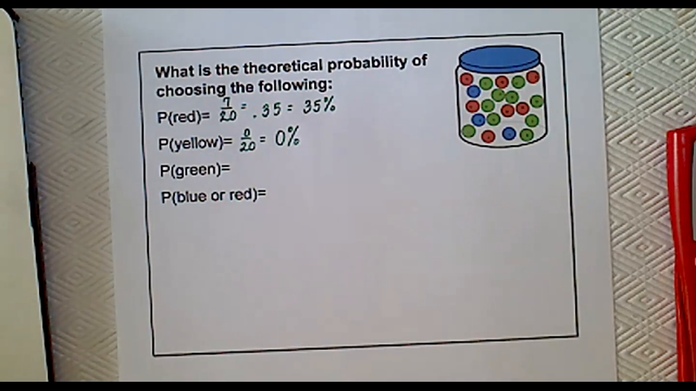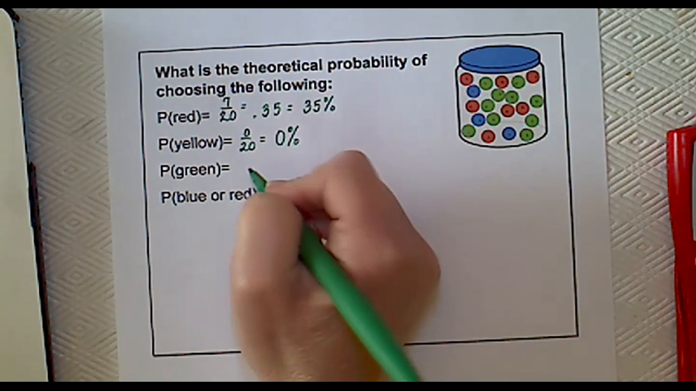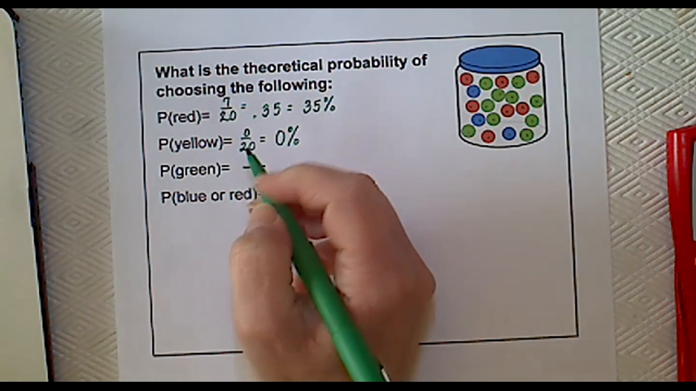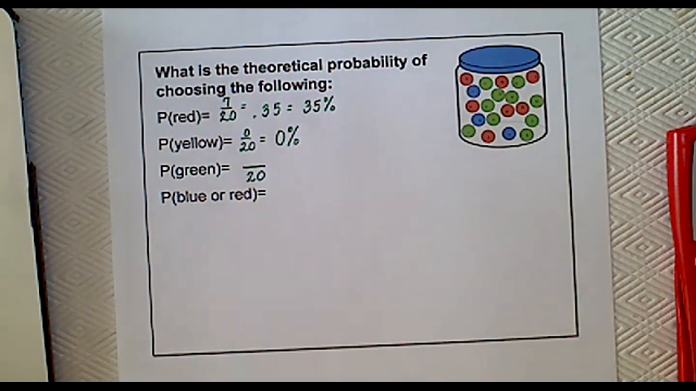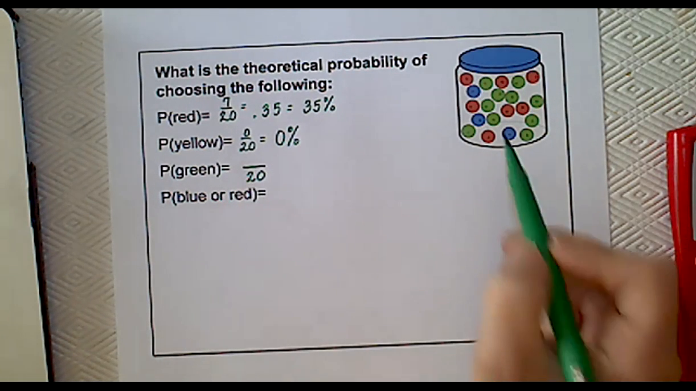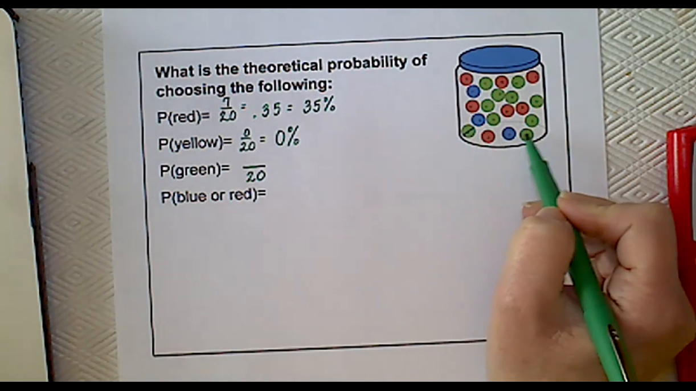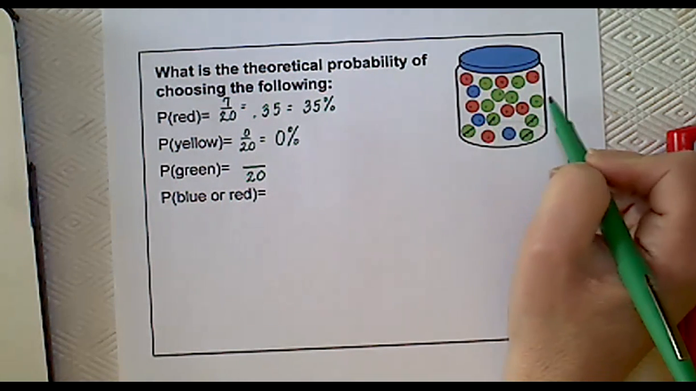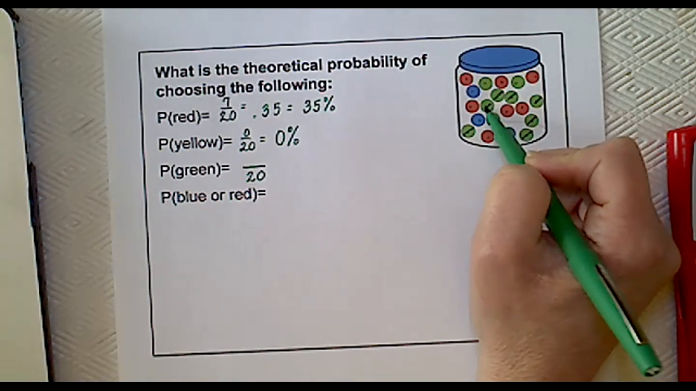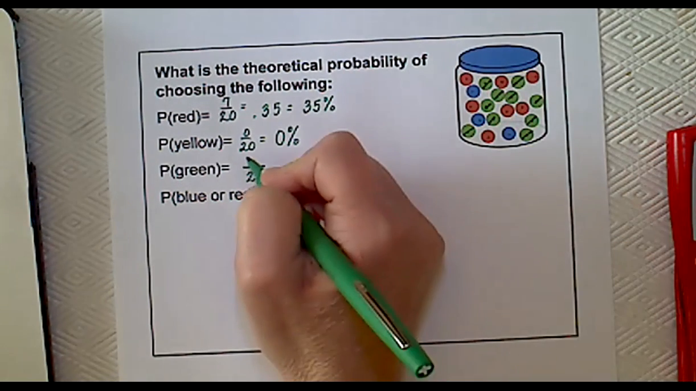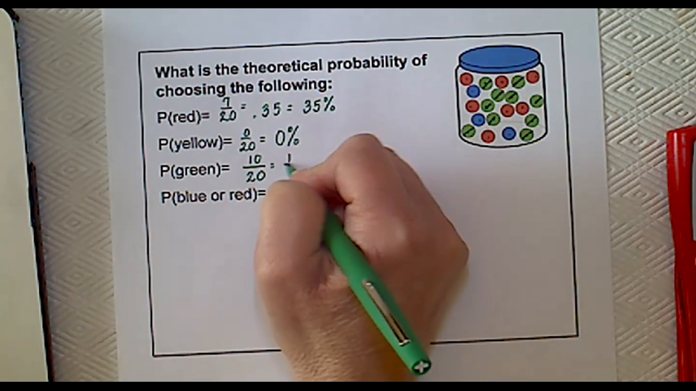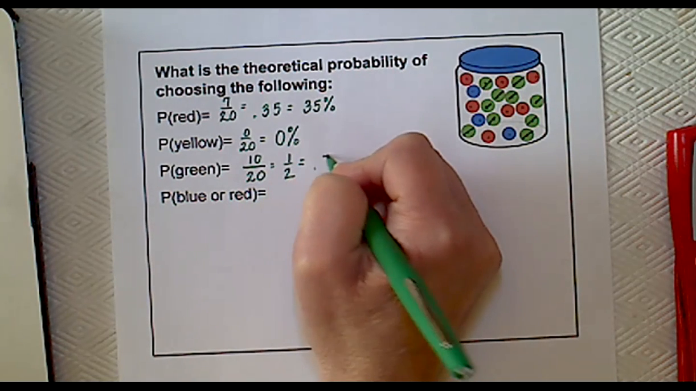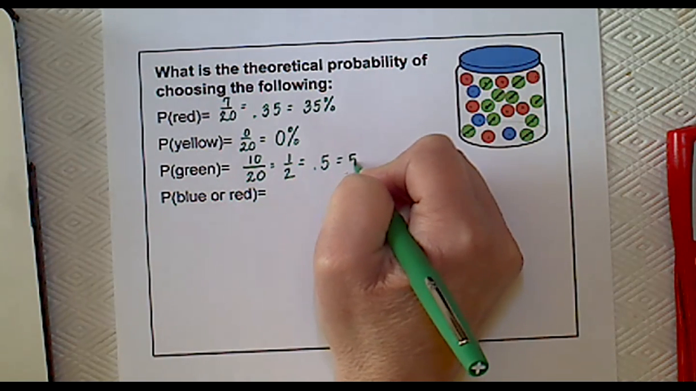And now we can go ahead and count our greens. We know that the number of possible outcomes is 20. So now all I have to do is count green. So 1, 2, 3, 4, 5, 6, 7, 8, 9, and 10. So that is 10 out of 20. Reduce that fraction to 1/2, 5/10, or 50%.